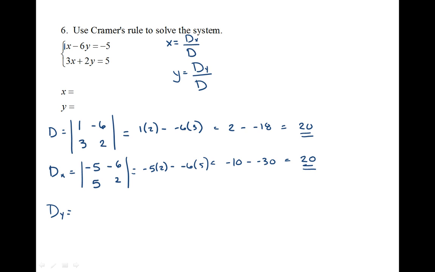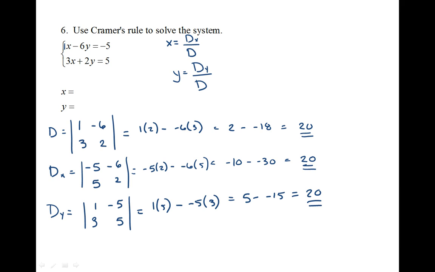D subscript y: the x's stay in place. That's the 1 and the 3. The y column is replaced with the constants. We have 1 times 5 minus negative 5 times 3, which is 5 subtract negative 15, which also equals 20.